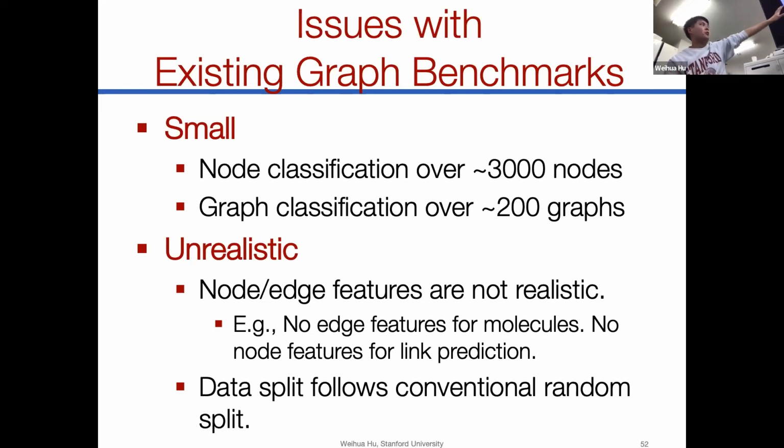The issue, however, if you look at the existing graph benchmarks, is the issues that I mentioned before. The datasets are too small, and they're also unrealistic in the sense that the features are not realistic. For example, there are no edge features provided for molecules, and no node features provided for link prediction. So a lot of the graph datasets are simplistic and do not reflect real-world use cases. Another thing, probably of interest to many of you, is distribution shift. Basically, a lot of our common benchmarks just split the data randomly, while in practice we need to deal with distribution shift.